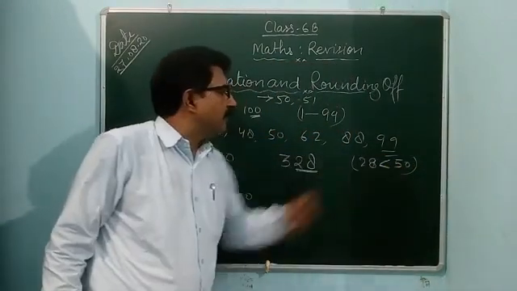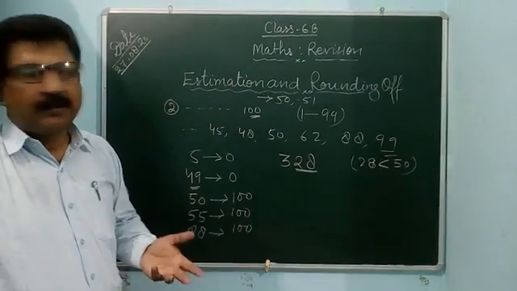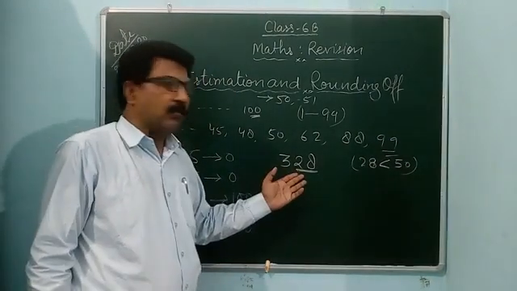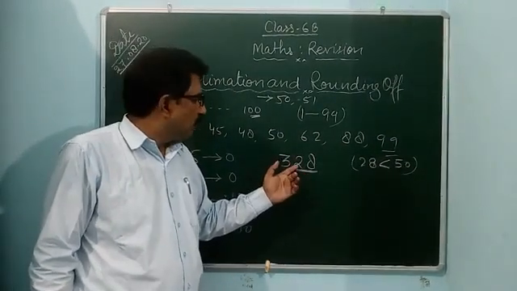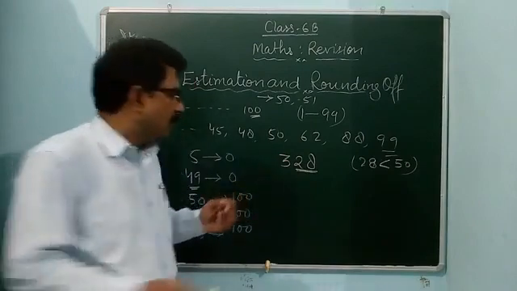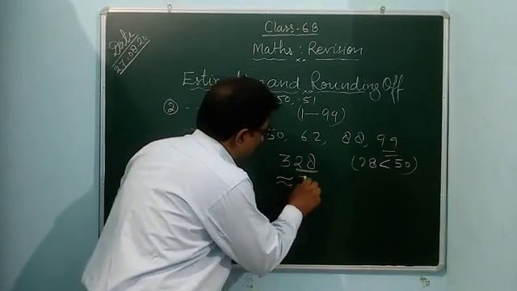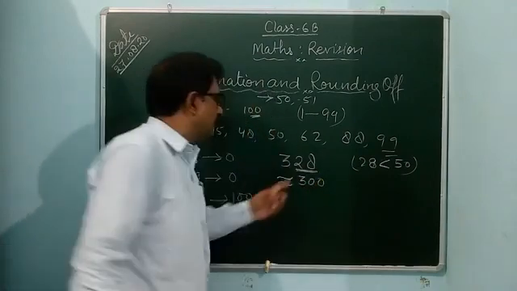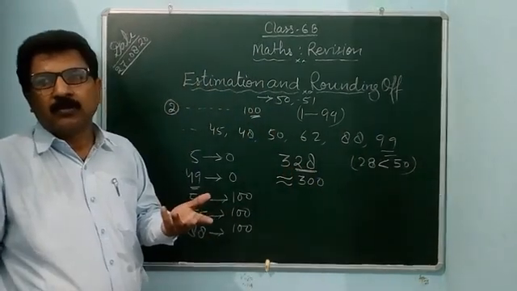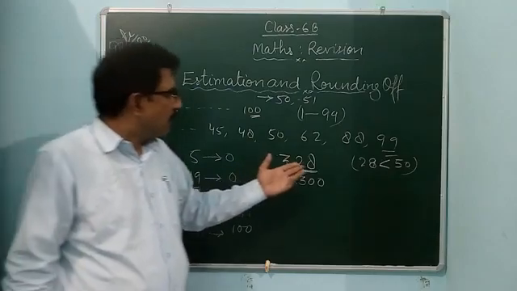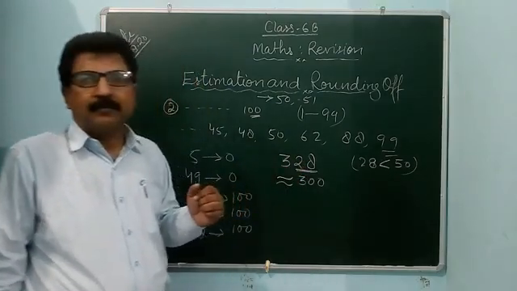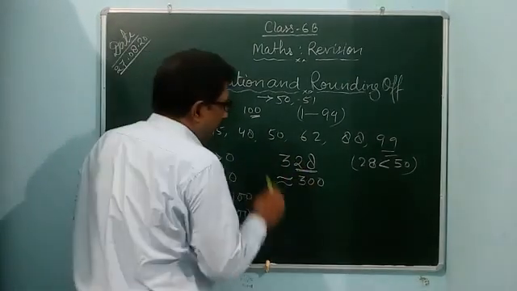28 is less than 50. So less than 50 means the last two digits, 2 and 8, become 00. Estimating this number, it will be 300, because in the place of 2 and 8 it will be 00. It has no value when estimating to 100. So it will be 300.